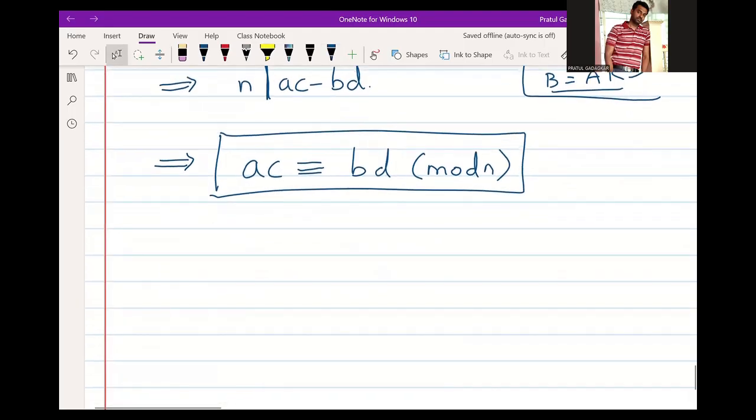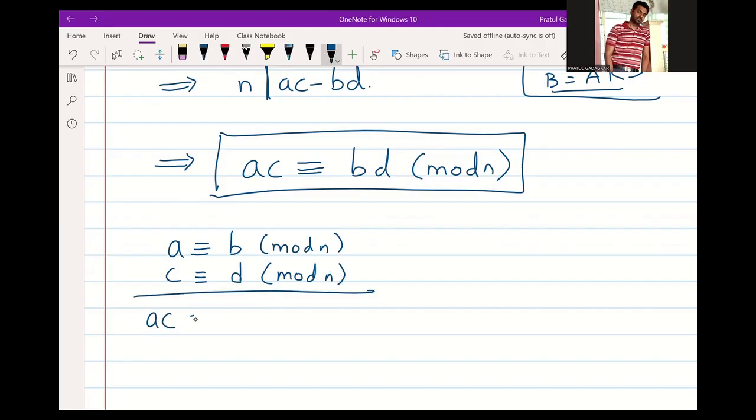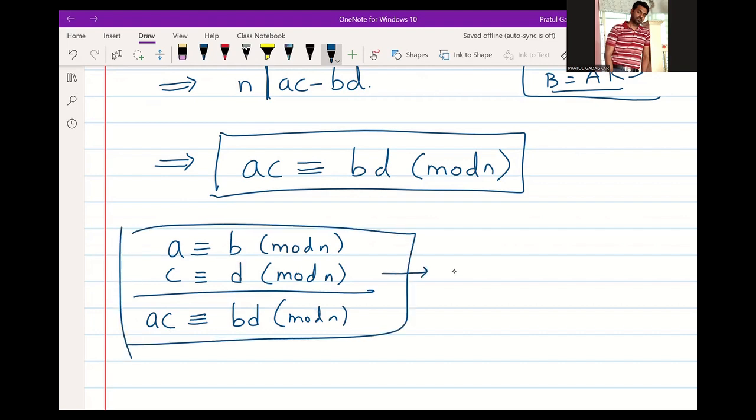What were we trying to prove? If A is congruent to B and C is congruent to D, both modulo n, then I can simply multiply them and write AC congruent to BD, with modulo n remaining as it is. This is the result we have proved above. This result is very important in solving problems. With this, the topic of congruence and some important properties are covered. In the next video, we will discuss some problems on congruence.